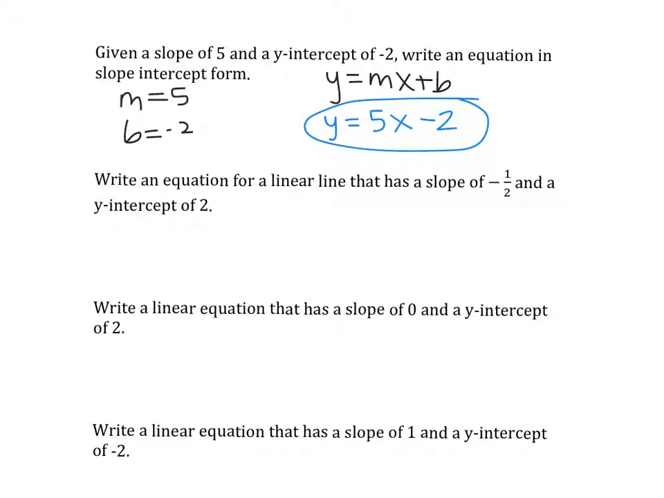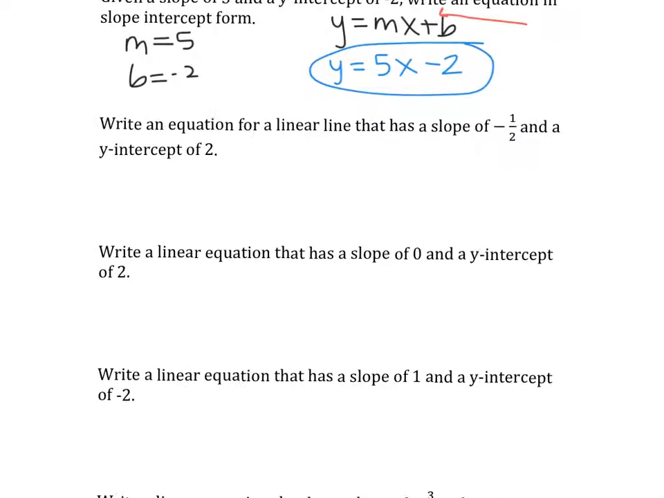One thing to note on that problem is that we do not need to add a negative. So we know the equation in slope-intercept form is represented by y equals mx plus b. We don't need to put a plus a negative, and in fact we actually don't want to because that's not the proper way to write that equation.